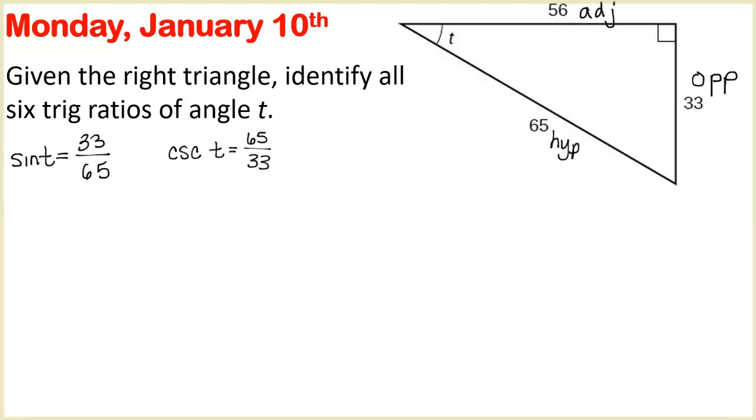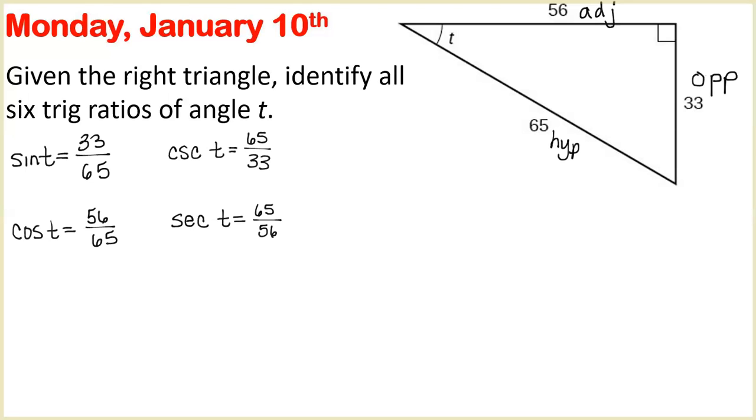And then next is cosine of angle T. So cosine is adjacent over hypotenuse. And the sister to cosine is the secant. And again, we went over these abbreviations. I believe that was Friday. So secant is the reciprocal, which would be 65 over 56.